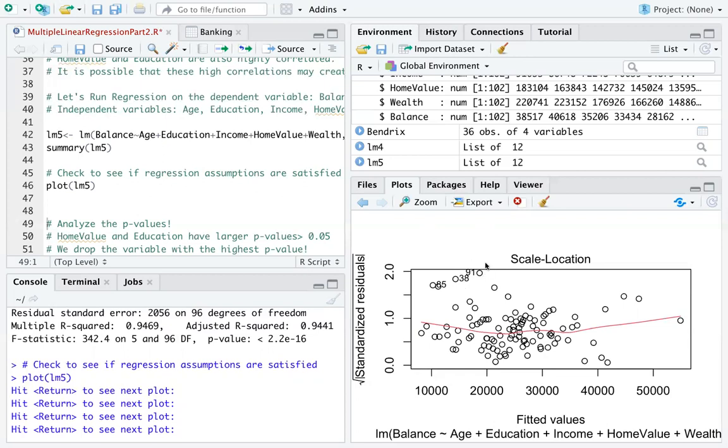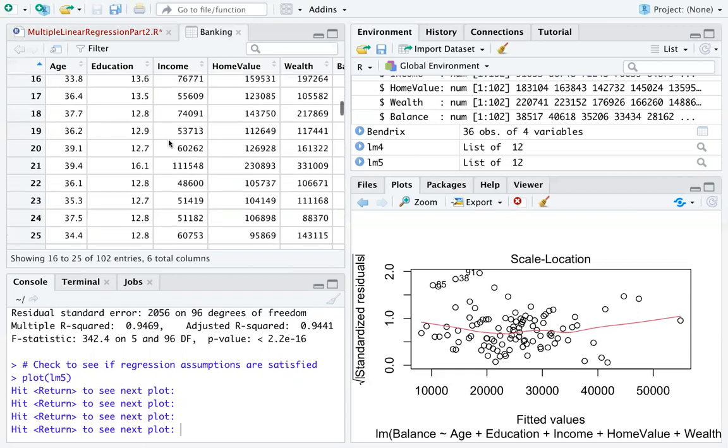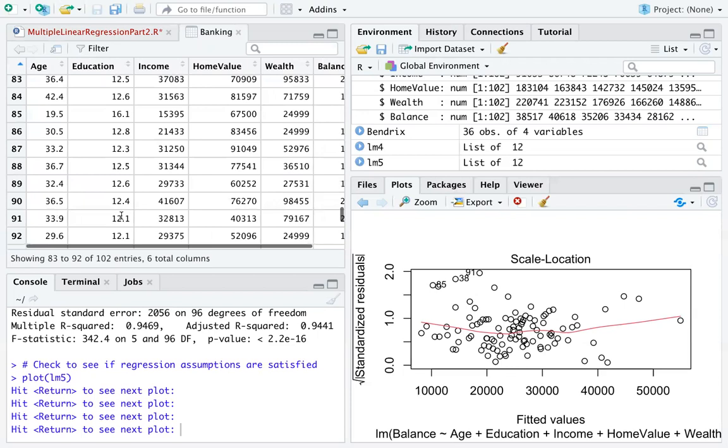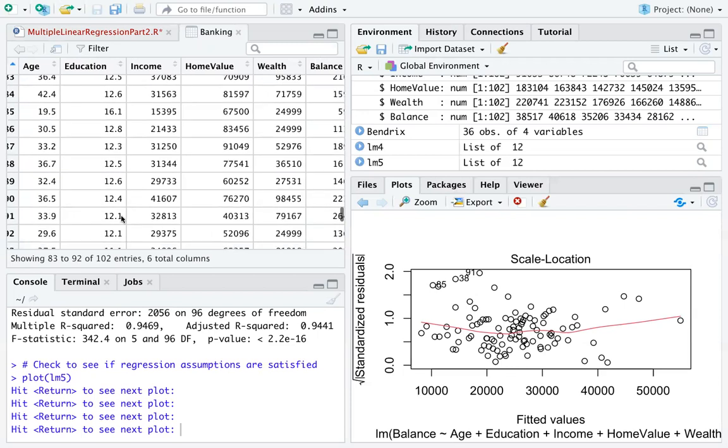So you can locate observation 91. Let's see if we can find it. All right, so let's see what 95 is telling us. So our average age in this neighborhood is 33.9. Education average is 12.1.